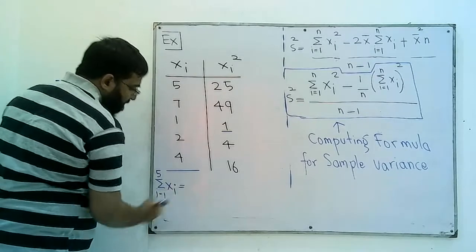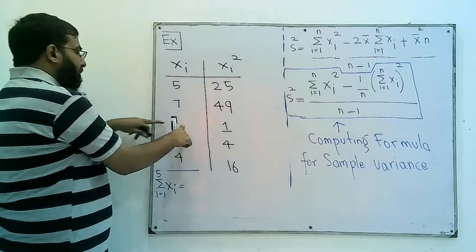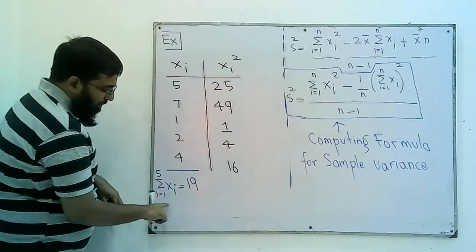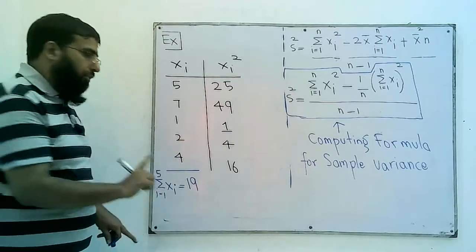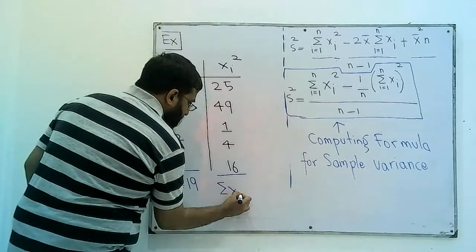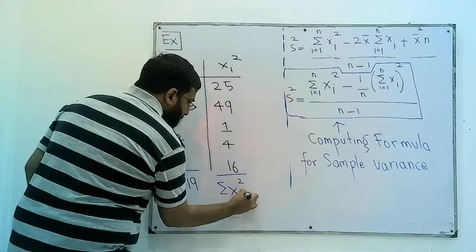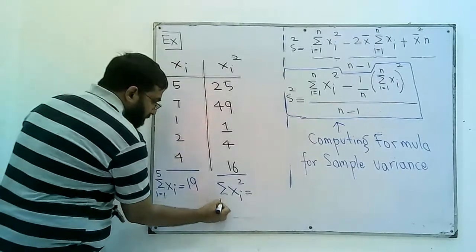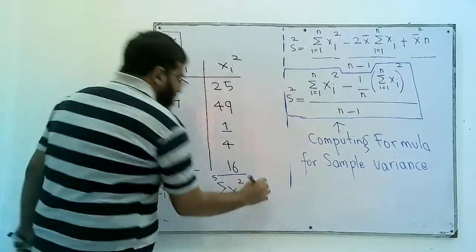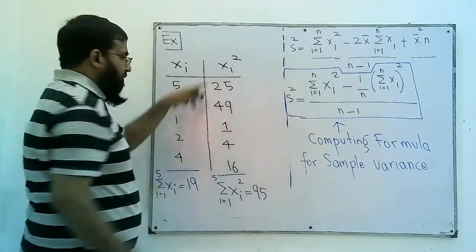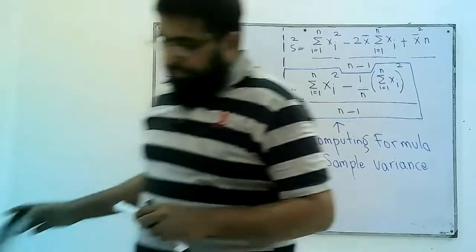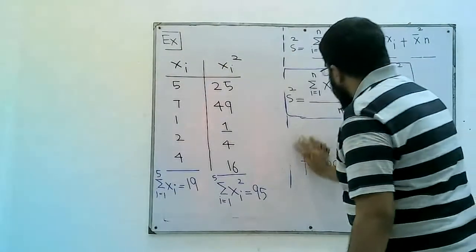Xi's: this is 5 plus 7, 12, 12 plus 1, 13, 13 plus 2, 15, 15 plus 4, 19. So summation xi is 19 for this case. And adding the squares gives us summation over xi squared, because every element is squared, with i going from 1 to 5. So this gives us 95. You can verify it at home. The answer is 95.